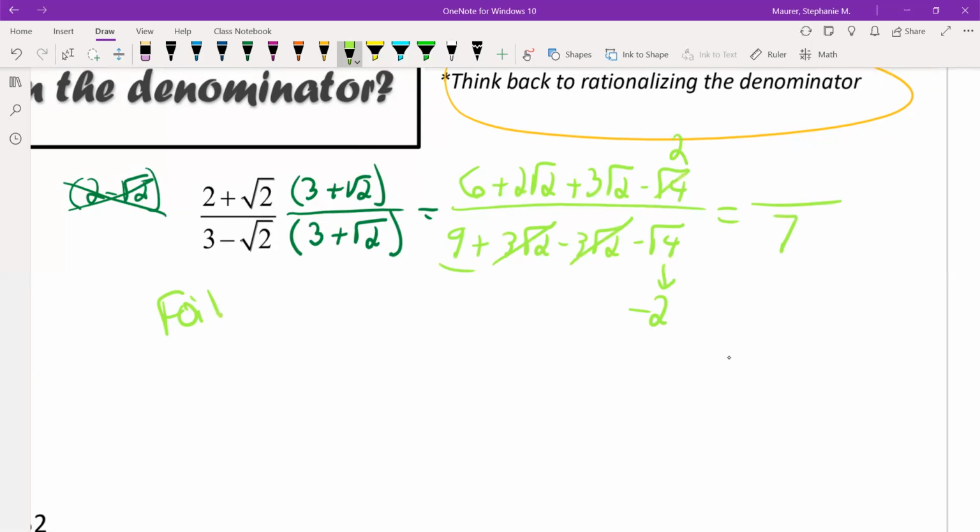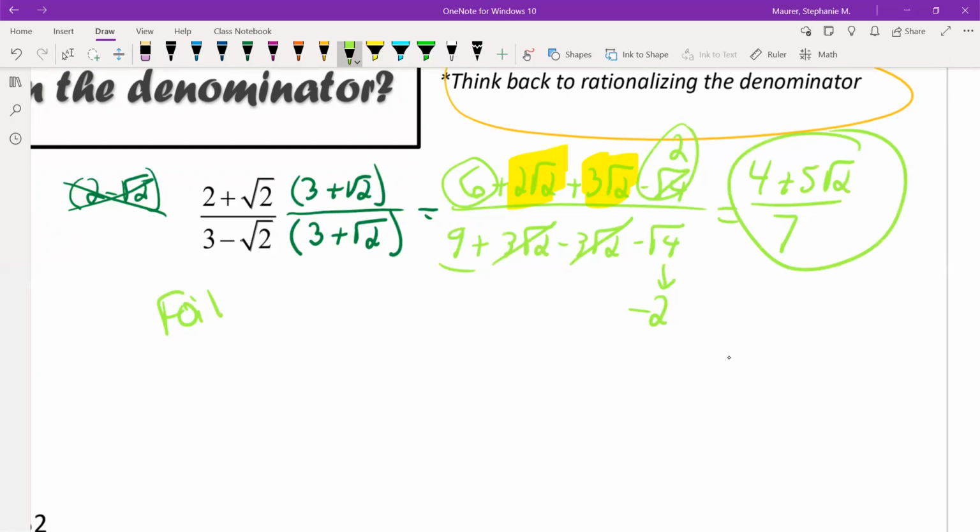On the top, if I simplify a little bit, square root of 4, I just wrote that as a 2. I can do the 6 and the negative 2. That gives me 4. And then I can do the 2 square root of 2 and the 3 square root of 2, giving me a 5 square root of 2. And that will be your final answer.